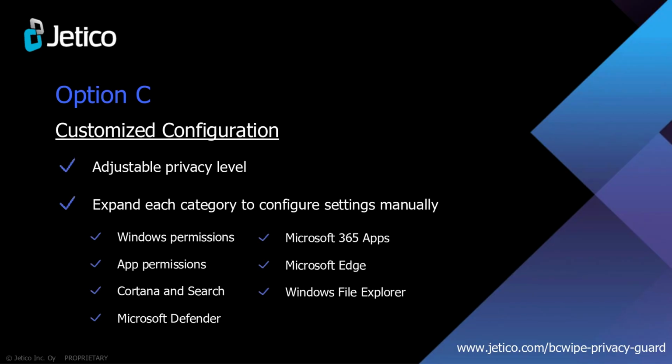Option C, Customized configuration. This option allows you to customize privacy settings according to your personal preferences and needs. You can manually adjust settings across categories such as Windows permissions, App permissions, Cortana and Search, Microsoft Defender, Microsoft 365 apps, Microsoft Edge, and Windows File Explorer.